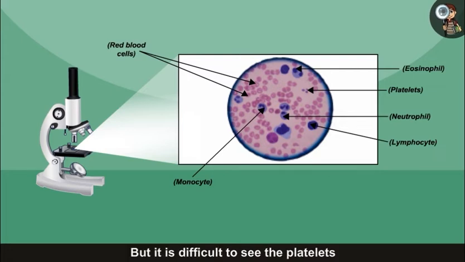But it is difficult to see the platelets even under the high power of the microscope. Draw the diagram of the blood smear of human showing the different types of cells.